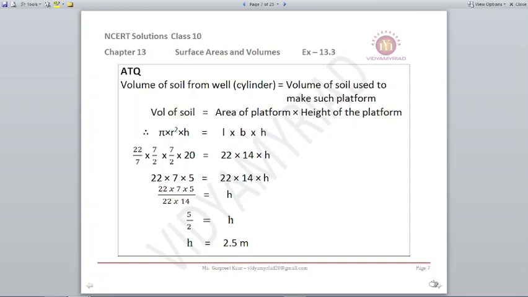So if we take the volume of a cylinder, it will be pi r square h, which will be equal to the volume of the platform. For a platform, we have length into breadth into height, which we have to find out. Now length and breadth is already given to us as 22 by 14. Using that, we will find out the height. So volume of the soil which we have taken out, that is pi r square h, that is 22 by 7 into 7 by 2 into 7 by 2 into 20, will be equal to 22 into 14 into h. So solve this, you will get h or the height of the platform as 2.5 meters.